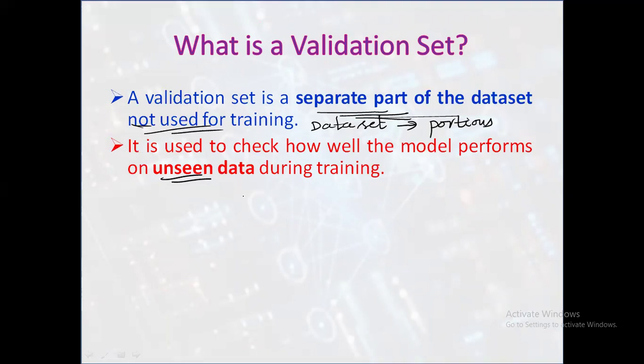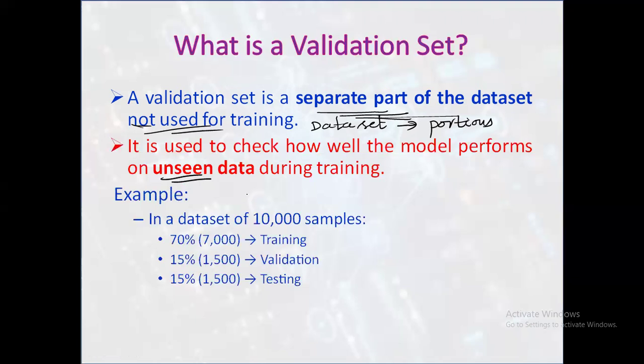Next, it is used to check how well the model performs on unseen data during training. As the model trains on one portion of the data, the validation set provides a way to evaluate how well it is likely to perform on data it has not seen before. This gives an early indication of generalization.